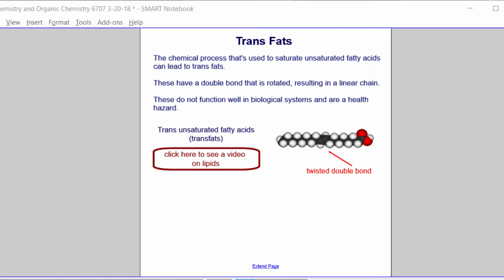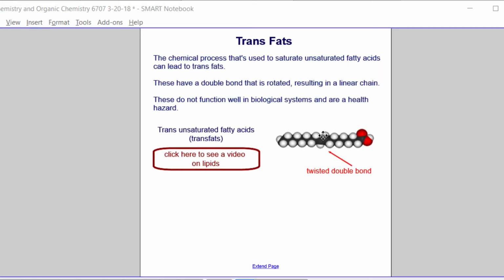The chemical process that is used to saturate unsaturated fatty acids, so putting those hydrogens into the unsaturated fatty acids, can lead to trans fats. Trans fats have a double bond that is rotated, resulting in a linear chain. So that's how you end up with that solid structure at room temperature, because you get this twisted double bond that straightens out that kink in the chain that was there before. This twisted double bond does not function well in biological systems, and we now know that they are a health hazard.